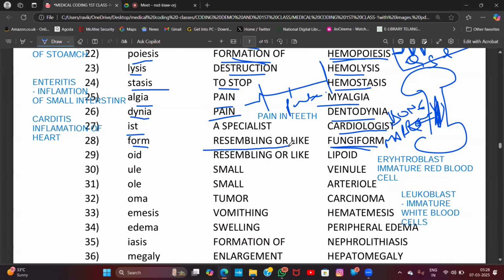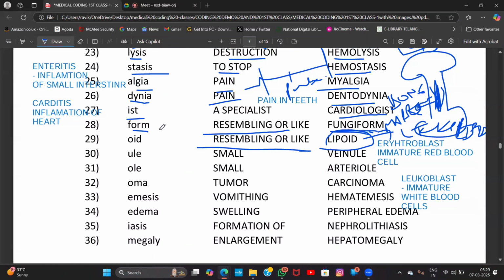Next one, oid. What is oid? Oid is also the same. Resembling or like. Lipoid. Lipoid is nothing but like lipids. Lipids are nothing but fat. Fat cells are called lipids. Lipoid is nothing but resembling fat.